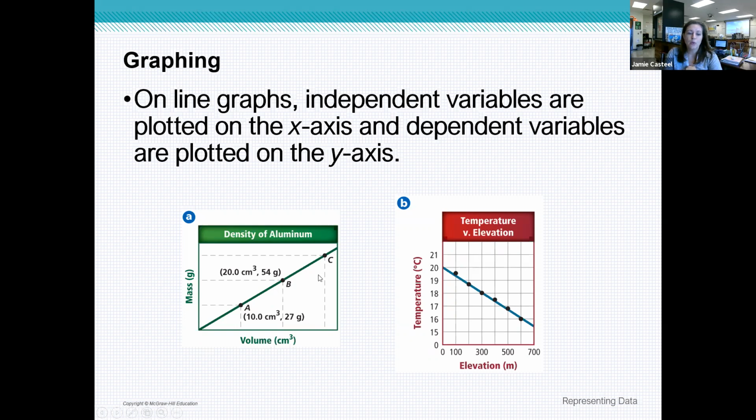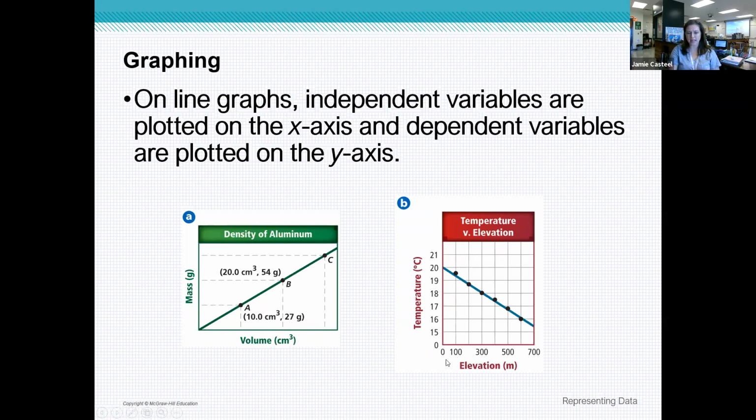So when we're looking at these, we can plot points and we can use those points to figure out, well, at this point B, my volume was 20 centimeters cubed and my mass was 54. So I can divide those two and get my density. Same here at C. I don't have the numbers written out, but I could take my mass and divide by my volume. Here at part A, my mass is 27 and my volume is 10. So I would divide the two and get 2.7. Every time you divide them, you're going to get 2.7. That's what lets me know it's a direct relationship.